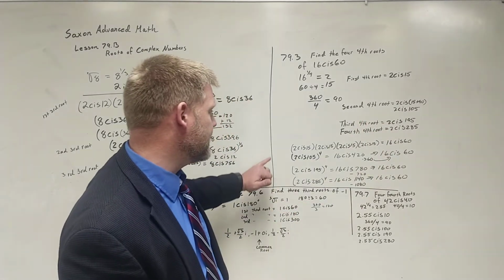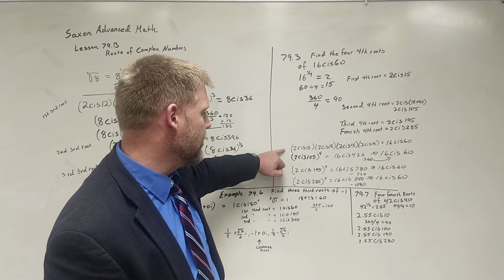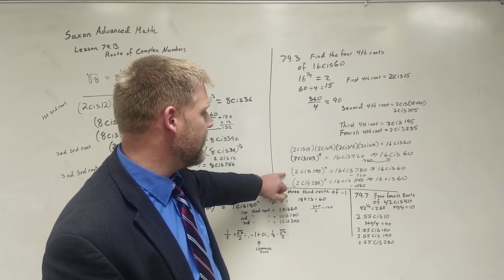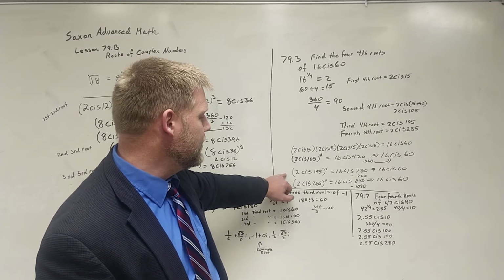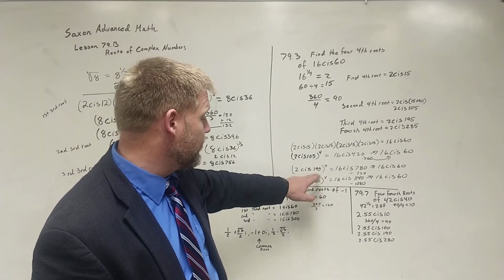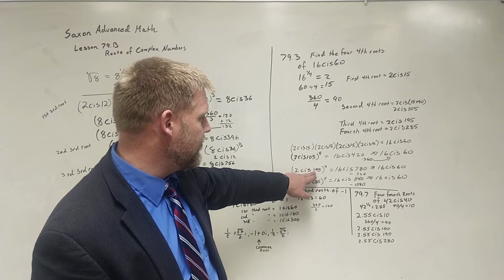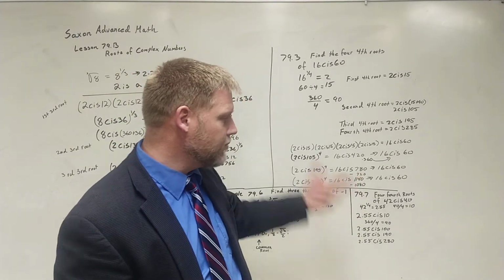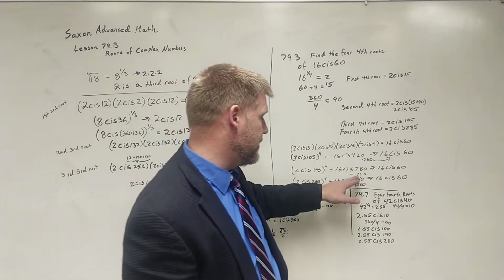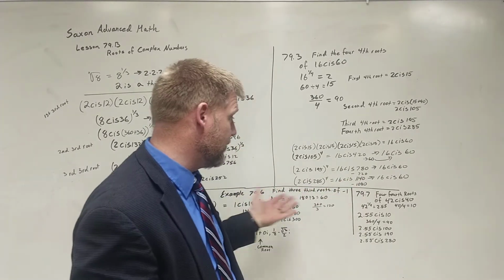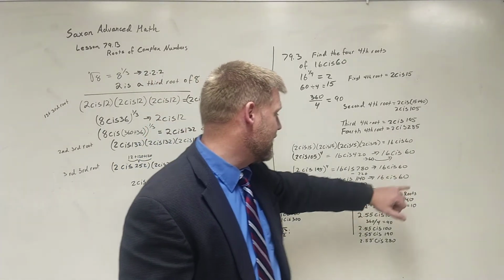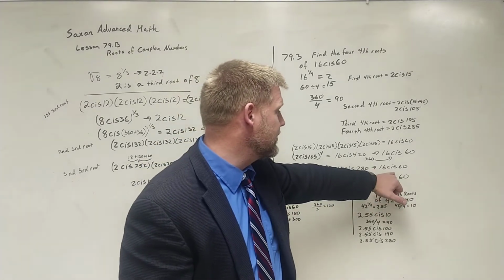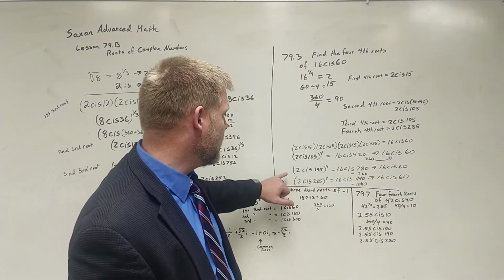Now, if we check this out, we checked the first one already, we know it works. How about 2 CIS 195? That's your second fourth root. If I did this, I would say 195 times 4, which is 780, minus 360, because I can keep subtracting those, or 720, that's going to give me 60. And I get 16 CIS 60 again. So it works on this one.